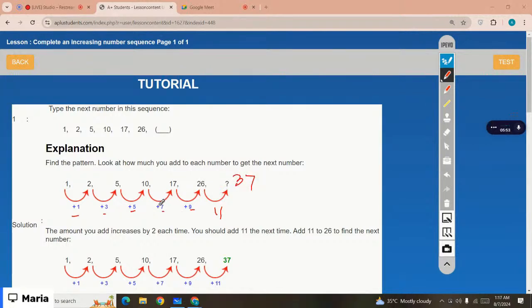Got it? This is the pattern you need to identify, like what number you are adding to get the next one in the sequence. Any question you can ask if you have any. Let's start with the test questions.